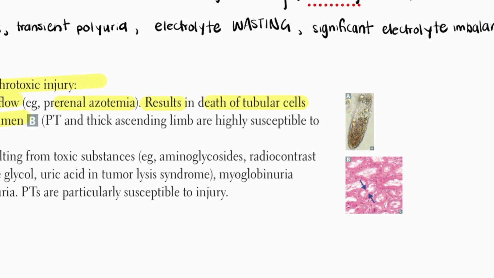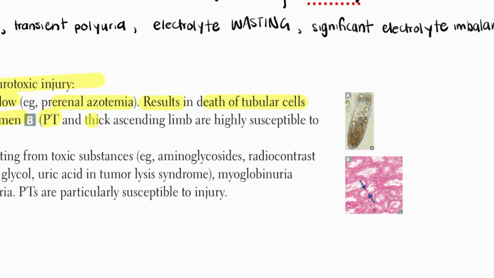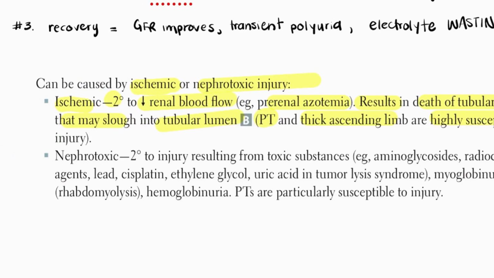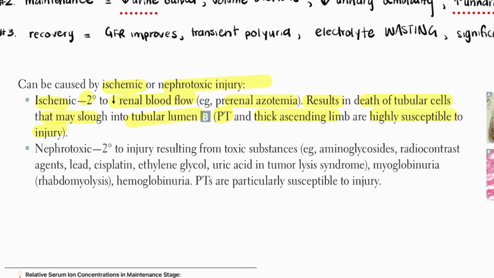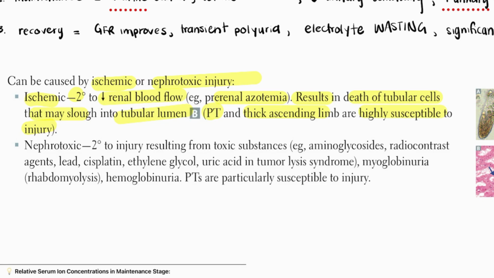So the proximal tubule and the thick ascending limb are highly susceptible to injury. Okay, so those are the two locations in the kidney that are highly susceptible to ischemic injury.